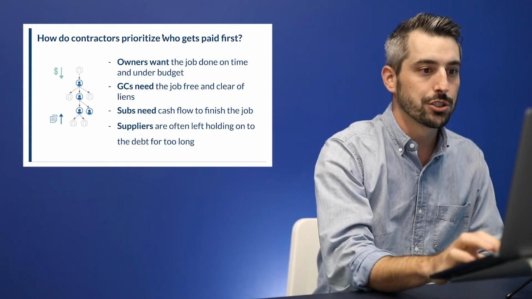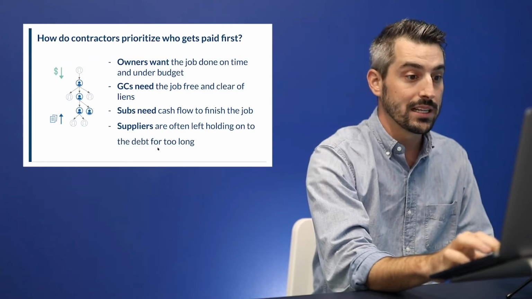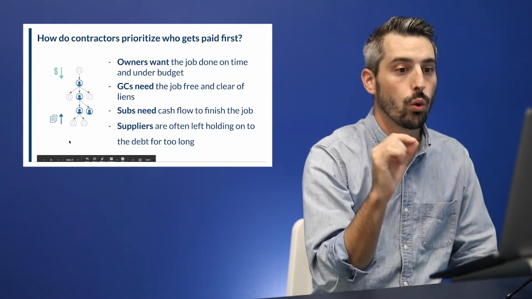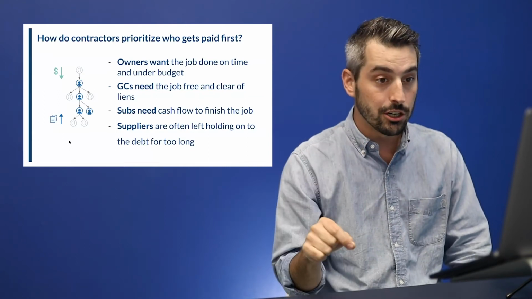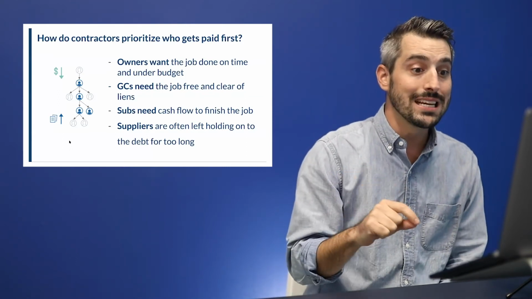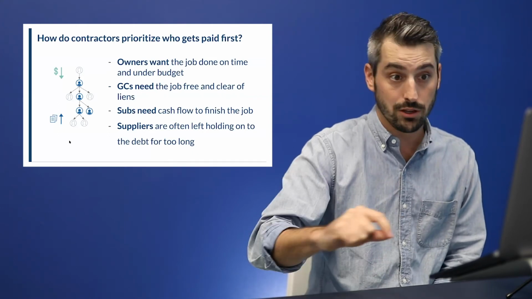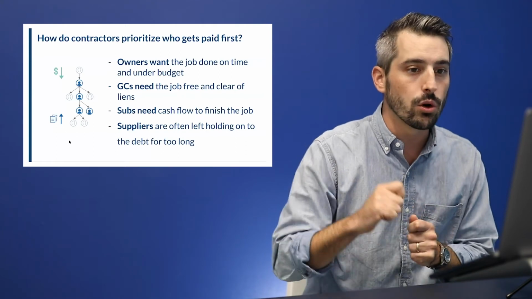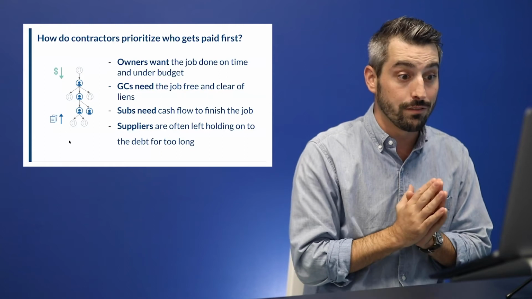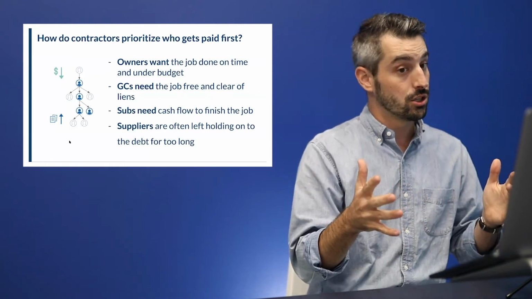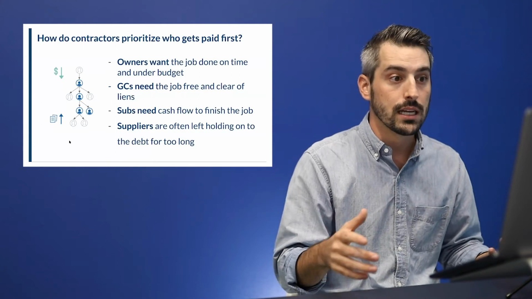How do contractors prioritize who gets paid first? This is a really key takeaway that's important to understand. Owners want the job done on time and under budget. They hire GCs, general contractors, who need to keep the project free and clear of liens to make sure that everybody gets paid, but also that they don't overpay or double pay for work. Subcontractors need cash flow to finish the job. And in so many cases, suppliers are left holding the debt for too long, right?